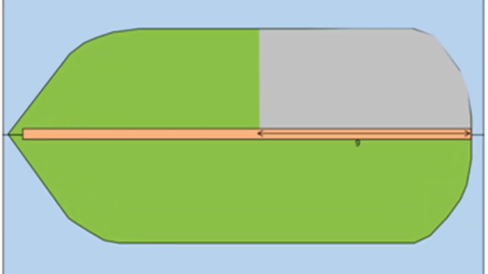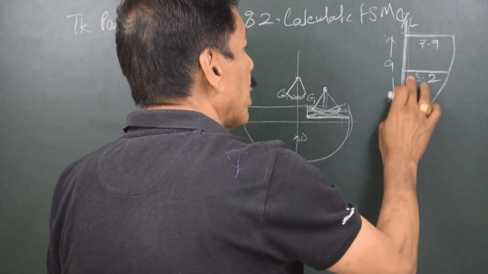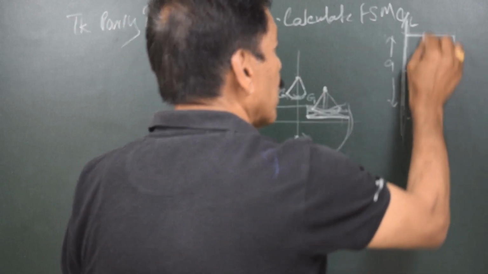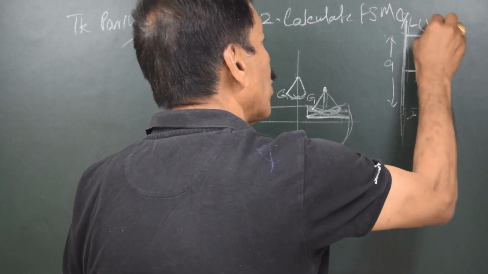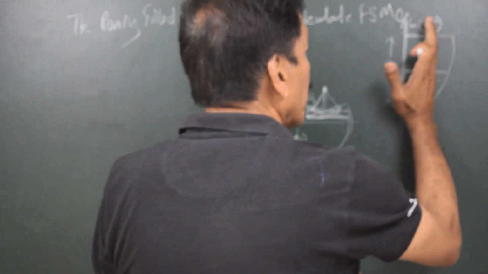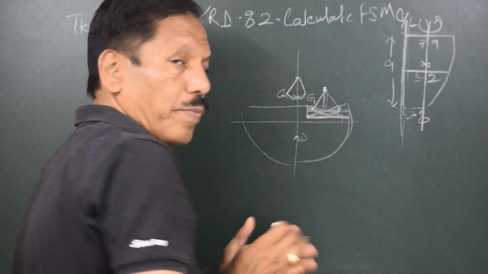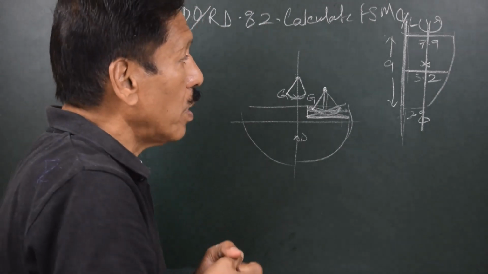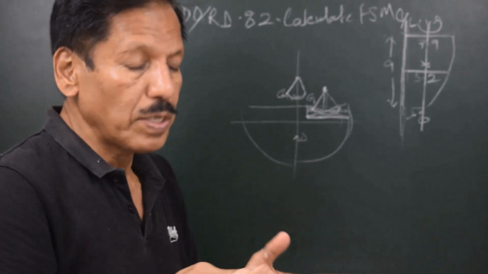In calculating the free surface effect, we always have an axis. This is the center line of the ship. If you imagine an axis which passes through the centroid of this tank's free surface area and is parallel to the center line, then the moment of inertia with respect to this axis, multiplied by the density of the liquid, will give us the free surface moment.